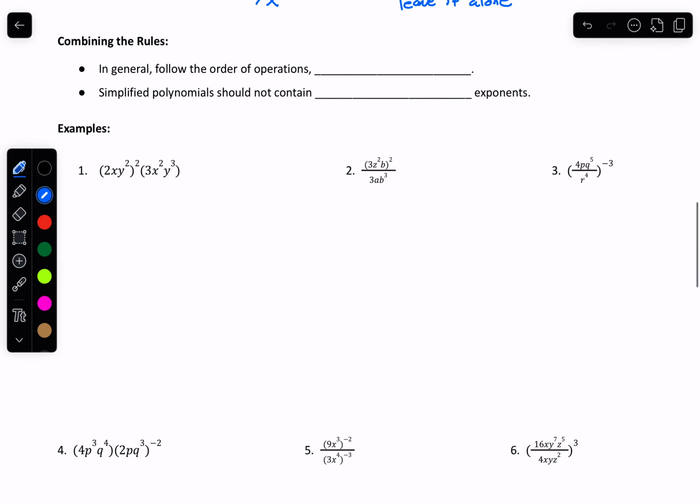All right, so now we're going to put all these rules together. In general, we're going to follow the order of operations, which is, please excuse my dear Aunt Sally, or PEMDAS if you prefer: parentheses, exponents, multiply, divide, add, and subtract. And also in general, simplified polynomials should not contain negative exponents.